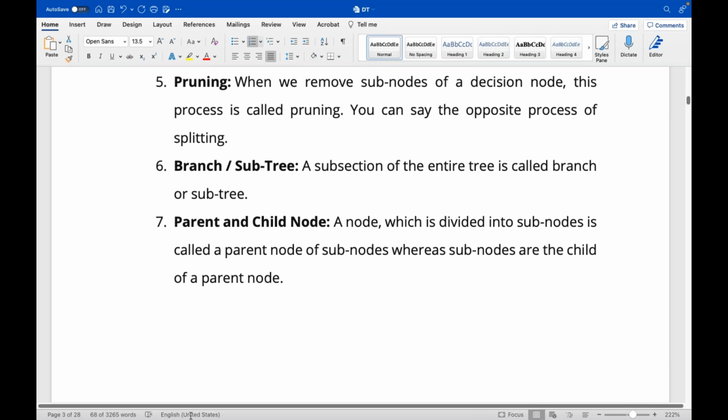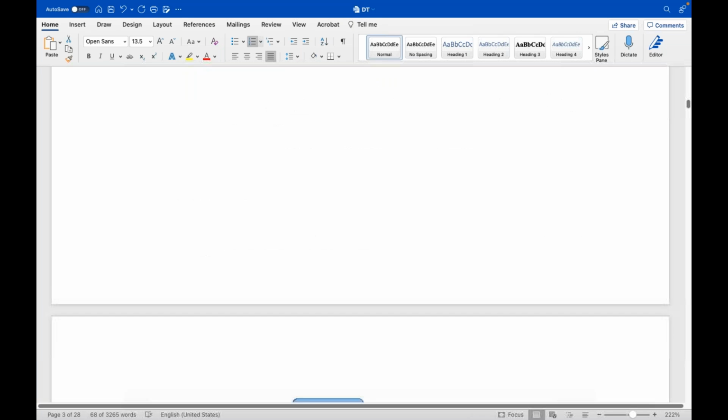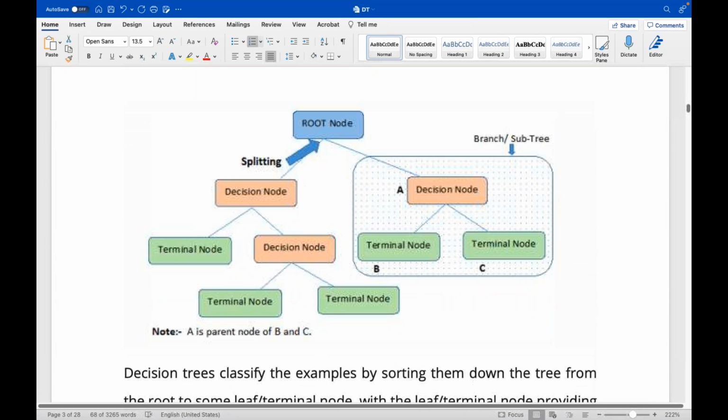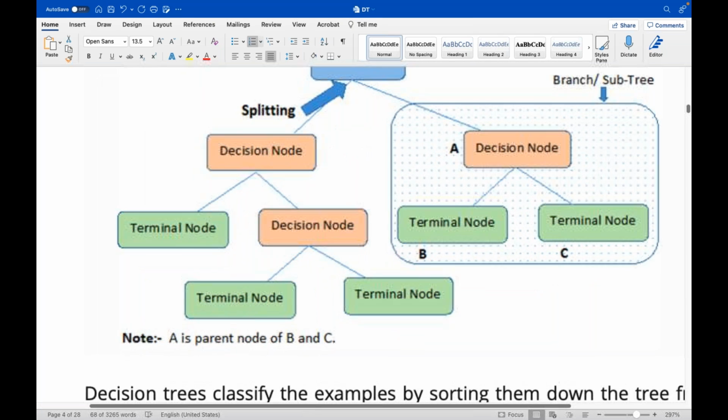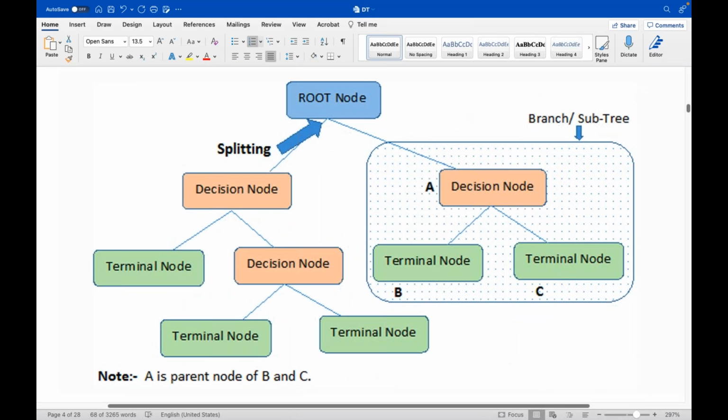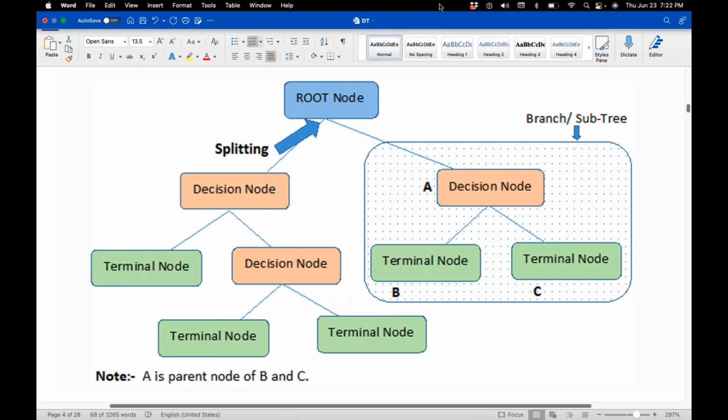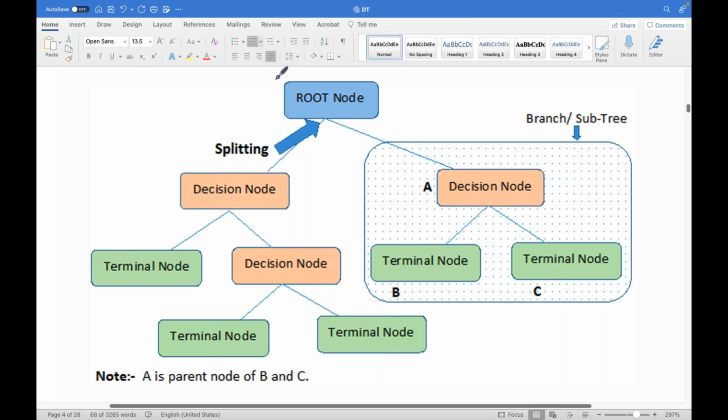Okay, now we can see this one, whatever I explained. You can see this graph, and this graph is giving the entire information that I explained.